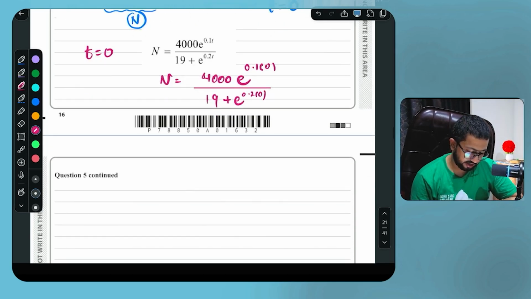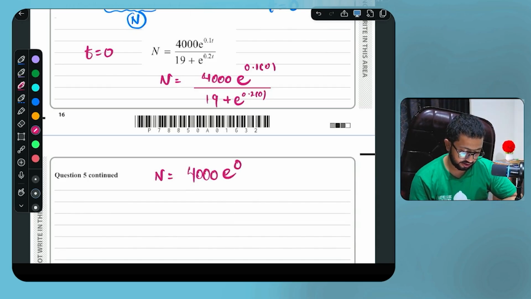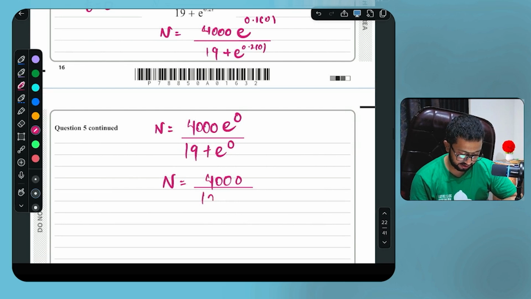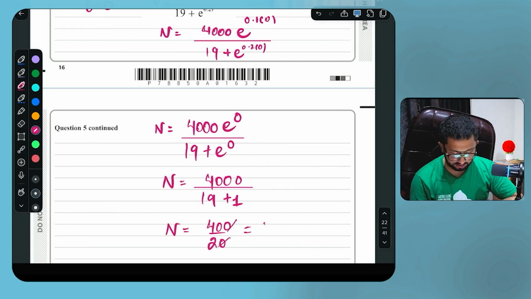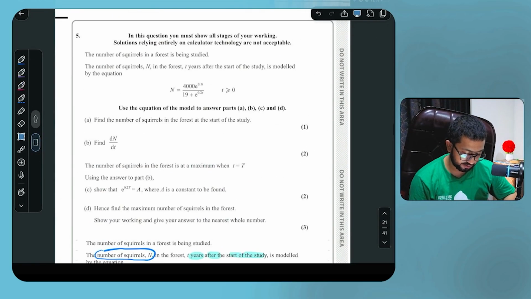So the answer will become, stay attentive, anything raised to the power 0 is 1. Keep your eyes on the screen. 4000 divided by 19 plus anything raised to the power 0, which is 1. 4000 divided by 20, cancel. Answer will become 200. So n value is 200. That is very easy, straightforward. Let's move forward.